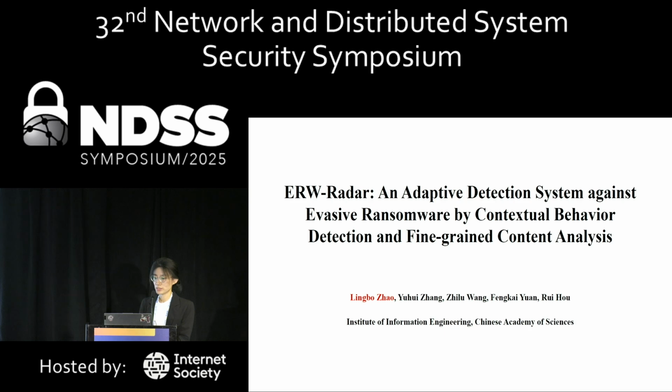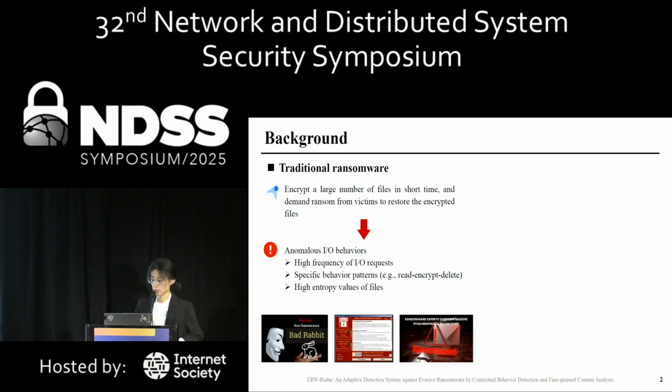I'll be discussing our paper ERW-Radar, an adaptive detection system against evasive ransomware by contextual behavior detection and fine-grained content analysis. First, let's begin by introducing evasive ransomware.